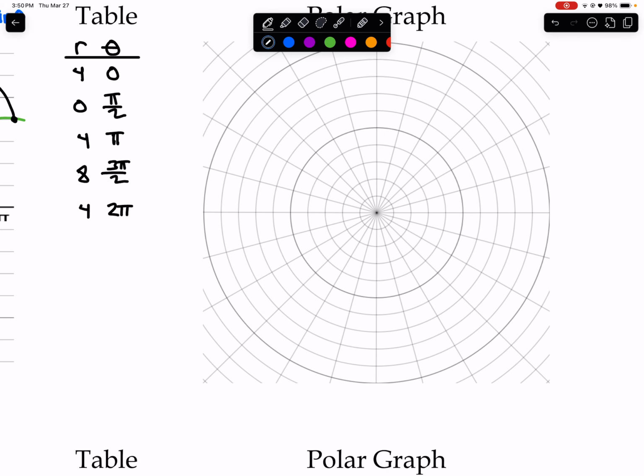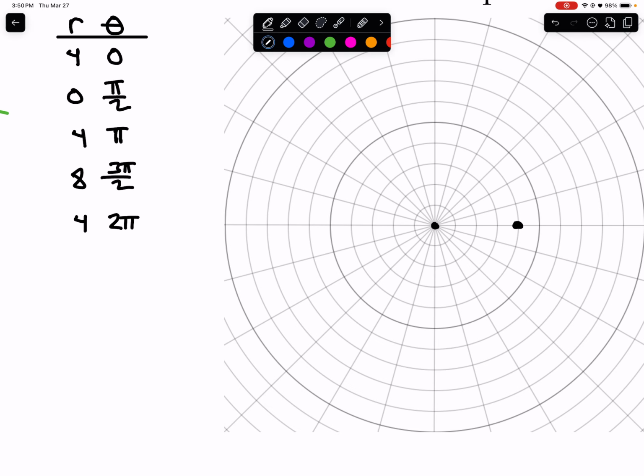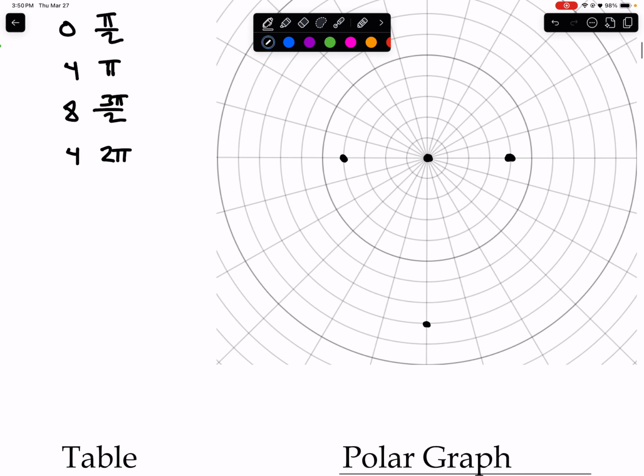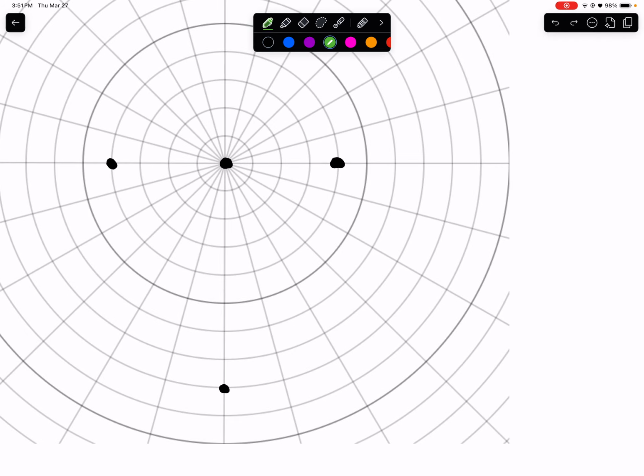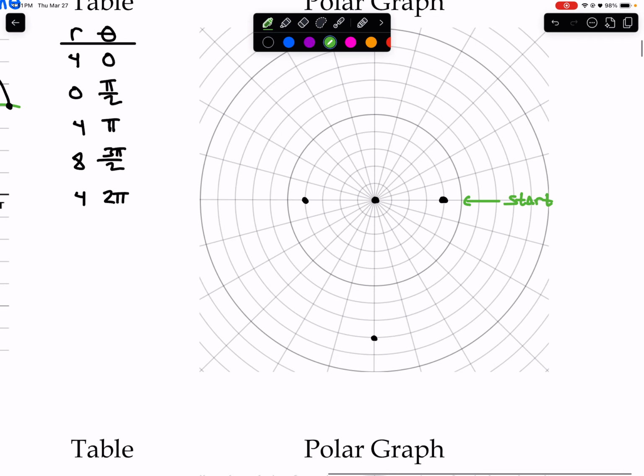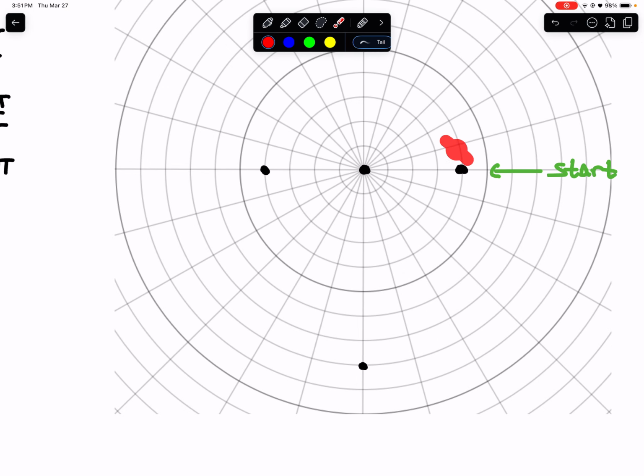So now I'm going to go to my polar graph and plot these points. So 4 in the direction of 0. And then we're going to have 0 in the direction of pi over 2, which is going to be the pole. And then we have 4 in the direction of pi. Then 8 in the direction of 3 pi over 2. And 4, comma, 2 pi, which is going to put us right back at the initial point. I'm going to start with a distance of 4 in the direction of 0 degrees. And then we're going to venture over to this point in the pole, and then we come over here, and then we go down to this point over here, and then we are going to circle back.